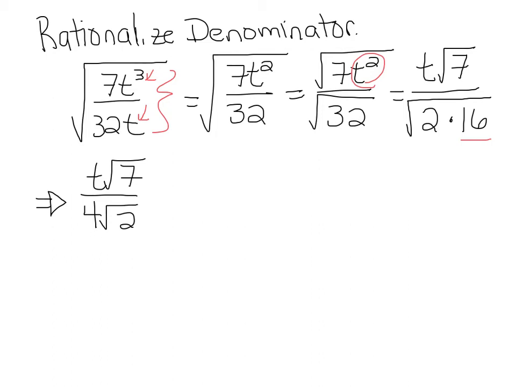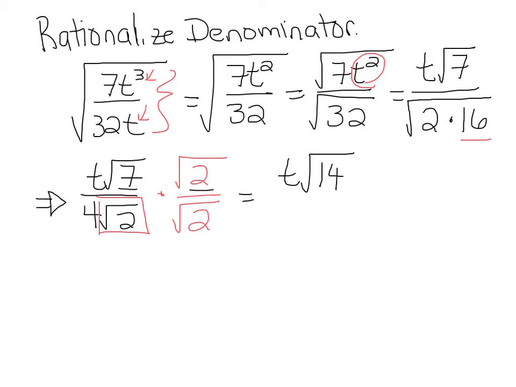Now we want to rationalize our denominator. In order to rationalize our denominator, we multiply the top and the bottom by the square root of 2. Whatever it is that's under the square root sign, that's what you're going to multiply the top and bottom by. Now we have t times the square root of 7 times 2, or 14.